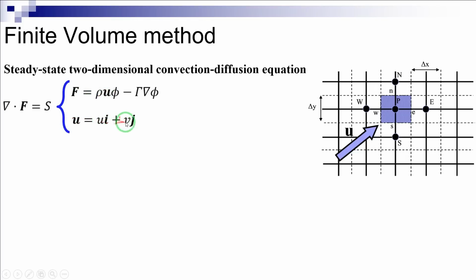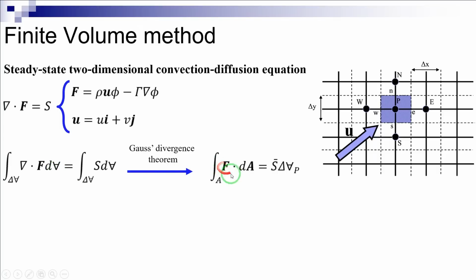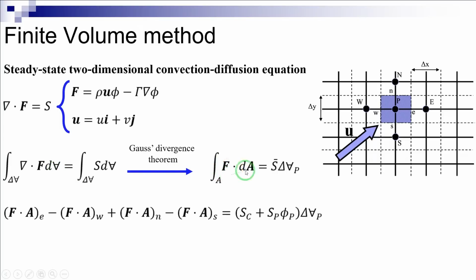In the finite volume method, this transport equation is integrated over the control volumes as shown here. Using the Gauss divergence theorem, this equation can be written as follows. Based on this figure, this equation can be written as shown here, where the areas of the eastern, western, northern, and southern surfaces are defined as follows.